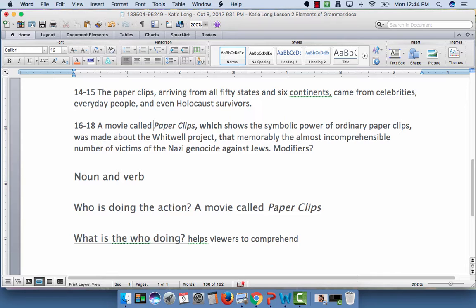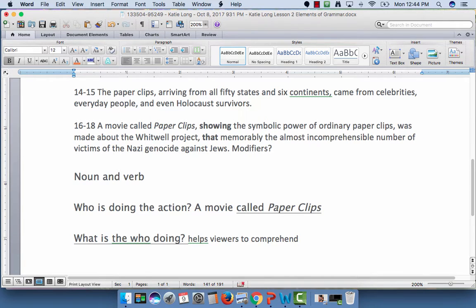What is that modifying? The movie. We can turn this into a participle, showing the symbolic power of the ordinary paper clips. And look, since that describes paper clips, we've got an appositive. Now, I'd only put about one in a sentence, but you could have was made by the White House Project, and I wouldn't put a comma here. And I would just say, showing, what was that, memorably. Okay, I spelled it wrong. Thank you for fixing it.